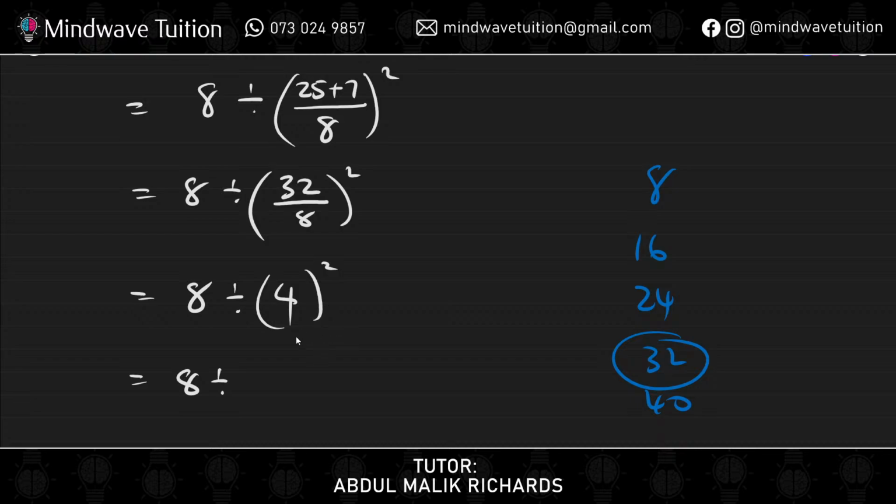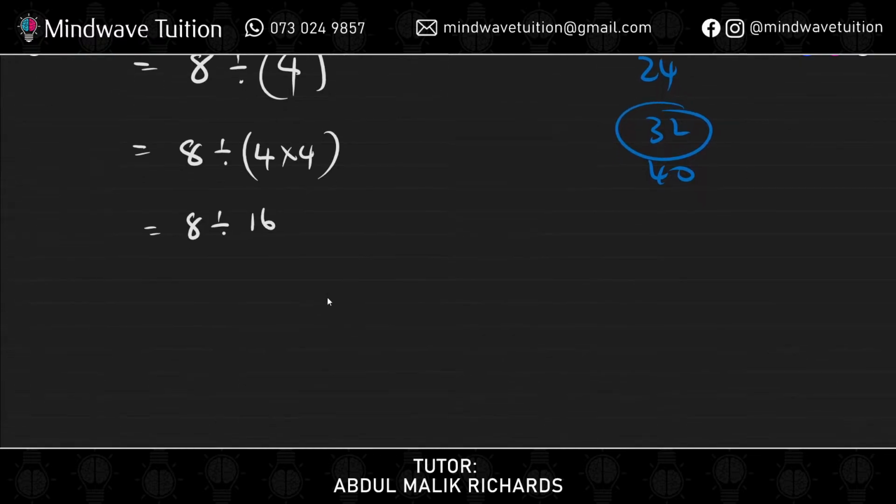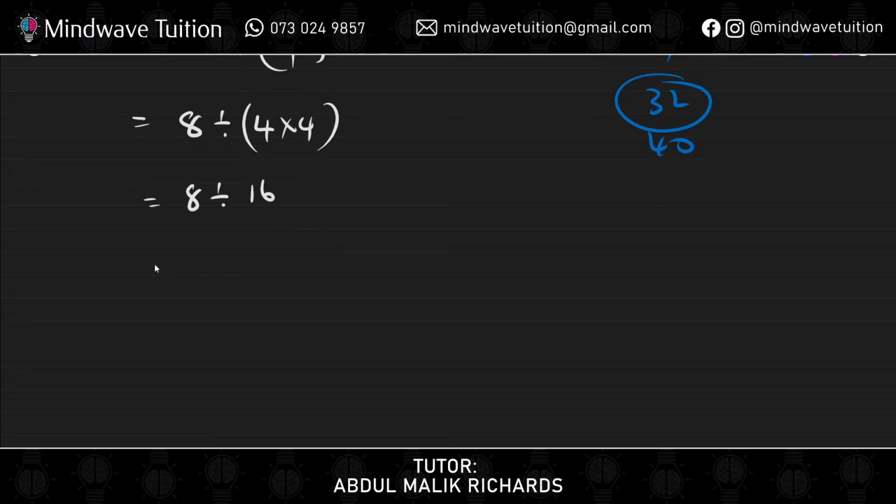So now we have 4 squared, and 4 squared is just 4 times 4. Now we'll put this in a bracket. So 4 times 4 is 16. So what's 8 divided by 16? We know that when we have division over here, division can be written as a fraction. So this can be written as 8 over 16.